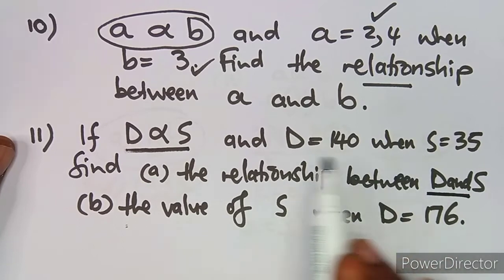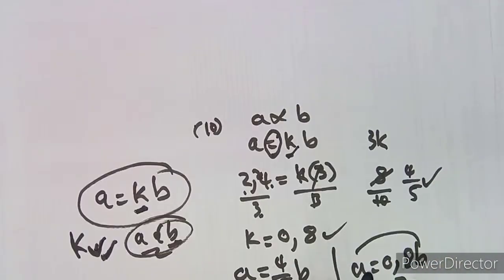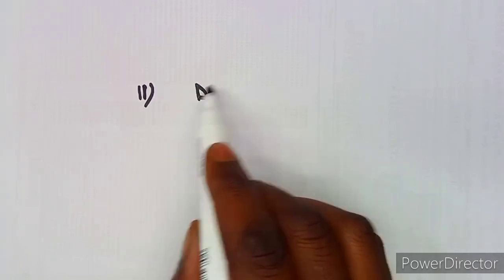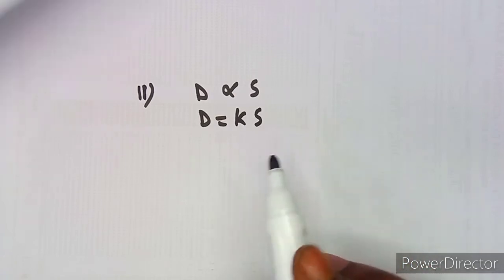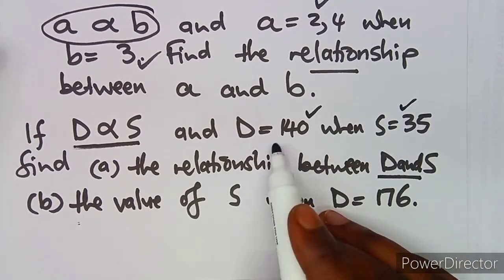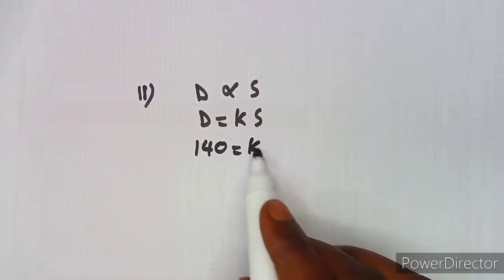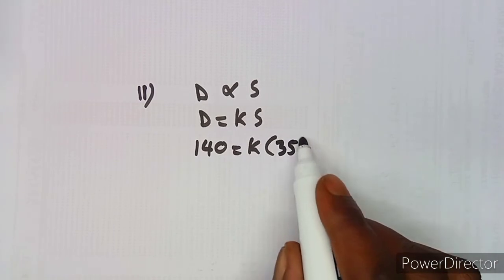So this relationship is going to be the same thing that we did there to first introduce the constant. So we are going to just apply the same thing: d varies directly as s, so it's going to be d is equal to ks. Then we have the value of d and the value of s, so you can substitute these values. d is 140 is equal to k multiplied by s, and the value of s that you're given in this case is 35, or you can write it as 35k. It's one and the same thing, guys.